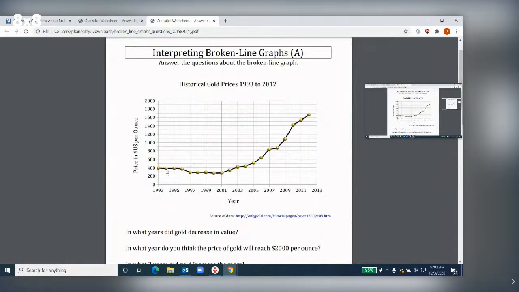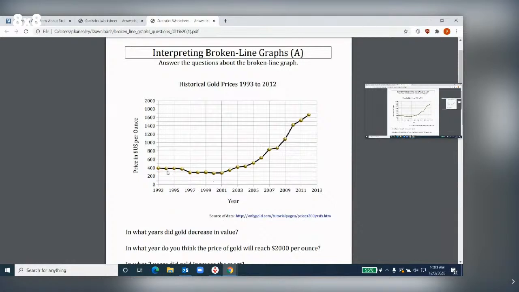We're going to look at, so you're going to write 1994, it went down. 1996, it went down. And then 1997 went down. And then in 2000, it went down. You can see this little thing, it went a little bit below. So anytime the dot is below the dot next to it, that means that the price of gold went down. Okay, so those are the years.